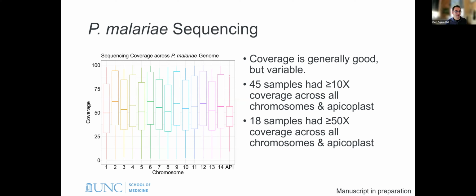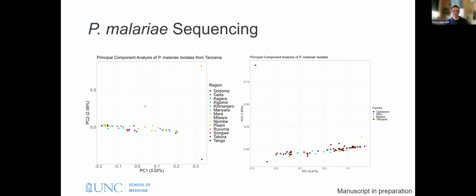Coverage is generally good. You'll see that our medians tend to be around 50x or above, but it is variable. 45 of these 50 samples from Tanzania had greater than or equal to 10x coverage across all of these chromosomes and the apicoplast, and then 18 had greater than or equal to 50x coverage across all of the chromosomes and apicoplast. So that should give us a very good sample to really do some variant calling and get a good picture of what's going on with PM genomics in Tanzania.